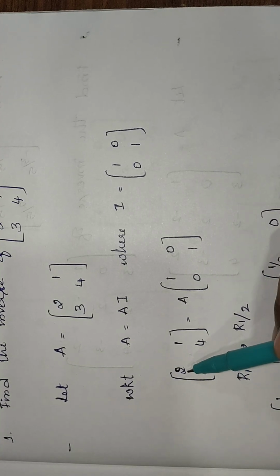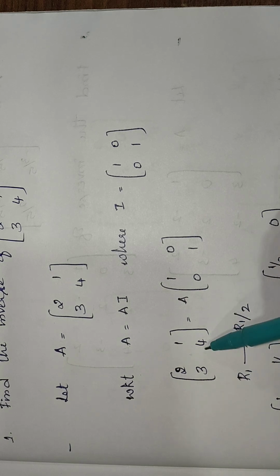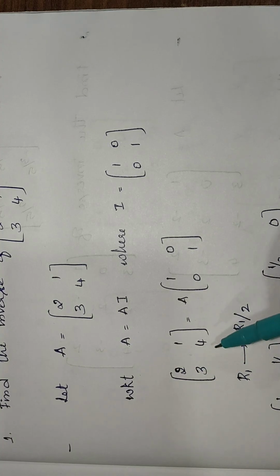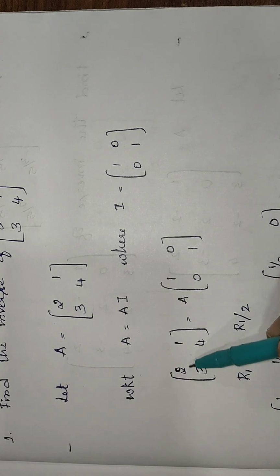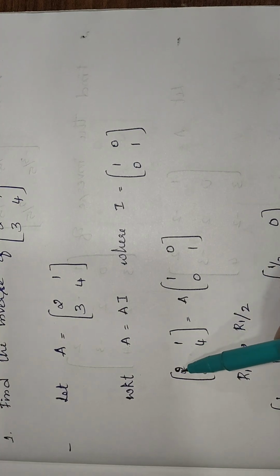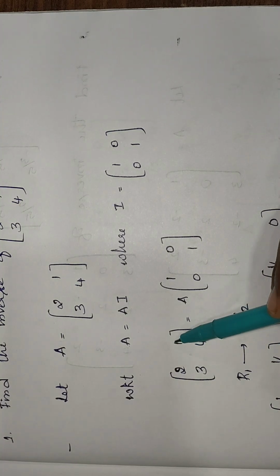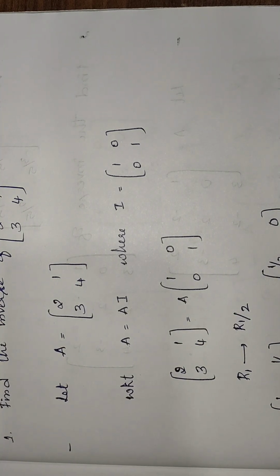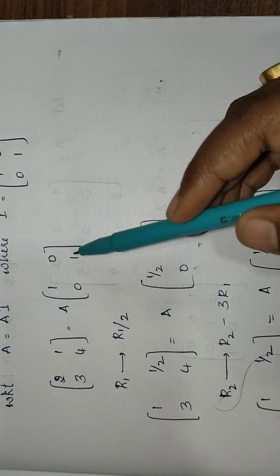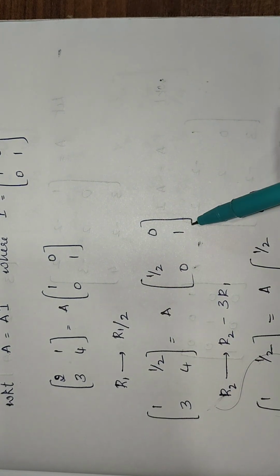So to make this an identity matrix, first I need to make this one. For that I will divide this row by 2. R1 is changing to R1 by 2. So 2 by 2 is 1 and 1 by 2 is half. And here also 1 by 2, 0 by 2 is 0. There is no transformation for row 2, so I will write this as it is.